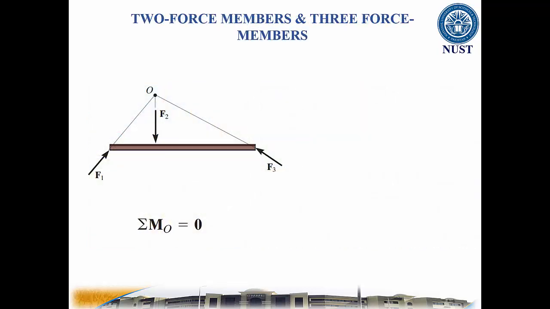If a member is subjected to only three forces, it is called a three-force member. Moment equilibrium can be satisfied only if the three forces form a concurrent or parallel force system. To illustrate, consider the member subjected to the three forces. If the lines of action of F1 and F2 intersect at point O, then the line of action of F3 must also pass through point O, so that sigma M_O equals 0. A special case is if the three forces are all parallel, where the location of the point of intersection O will approach infinity.